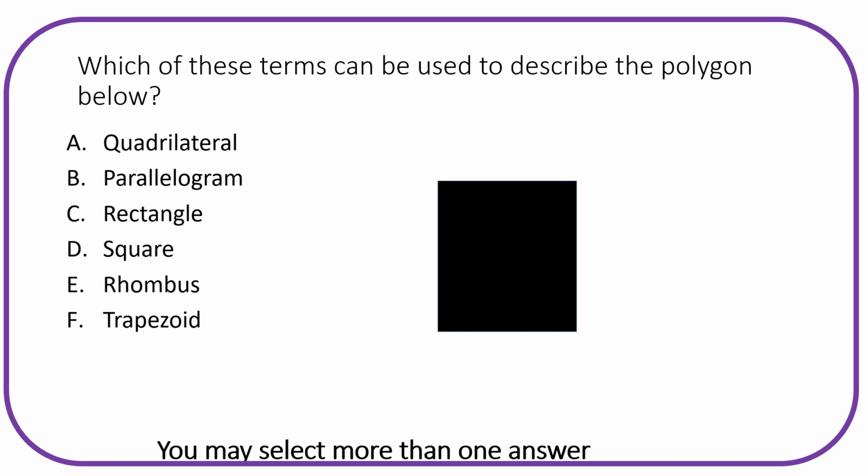All right, let's do one last one. Which of these terms can be used to describe the polygon below? I will warn you on this one. I know at first glance you might want to say, oh, that is definitely a square. And that might be true, but there are several terms that you can use to describe this polygon. I'm going to give you a few seconds. Try to figure out what those terms are before we go over it.